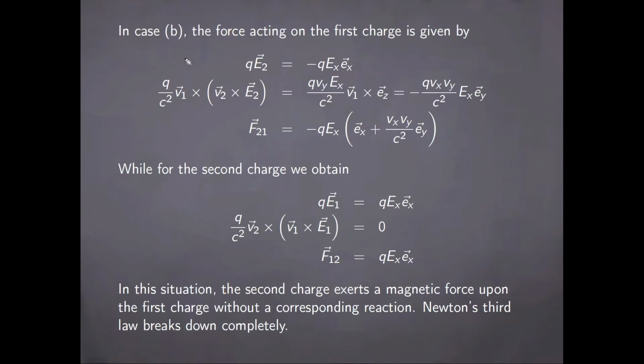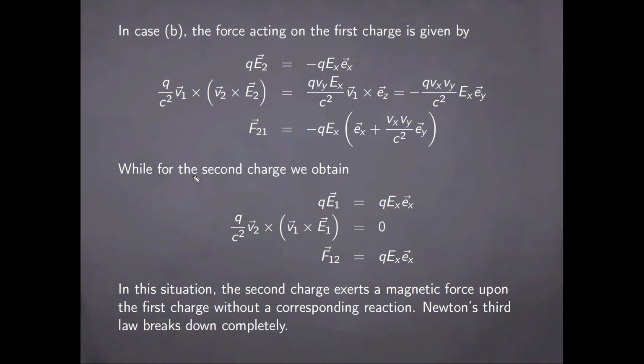In case B, the force acting on the first charge is going to be once again given by this simple expression, just minus q times Ex, and the magnetic component has a similar structure to what was previously calculated, but now the only difference is that the velocity of the second charge is perpendicular to the electrical field. So the total result is the one here.